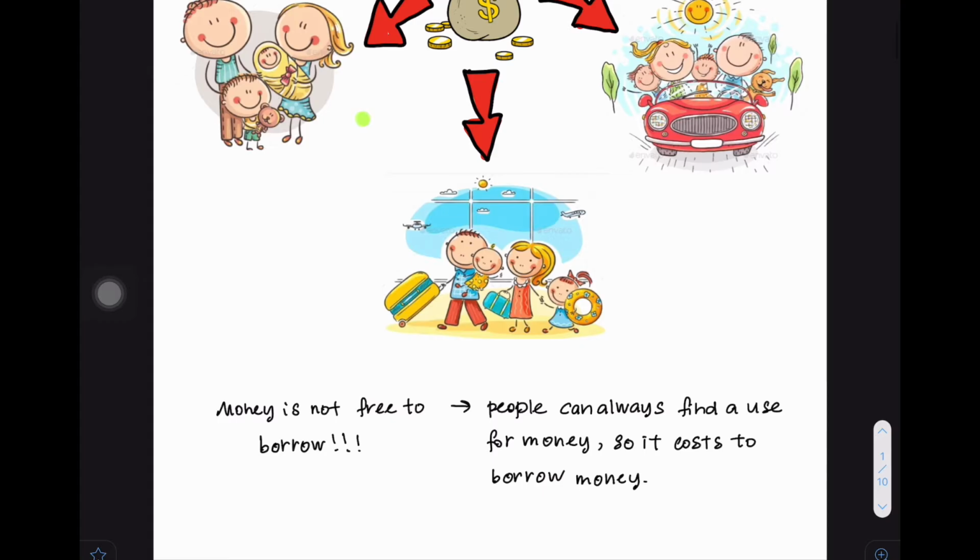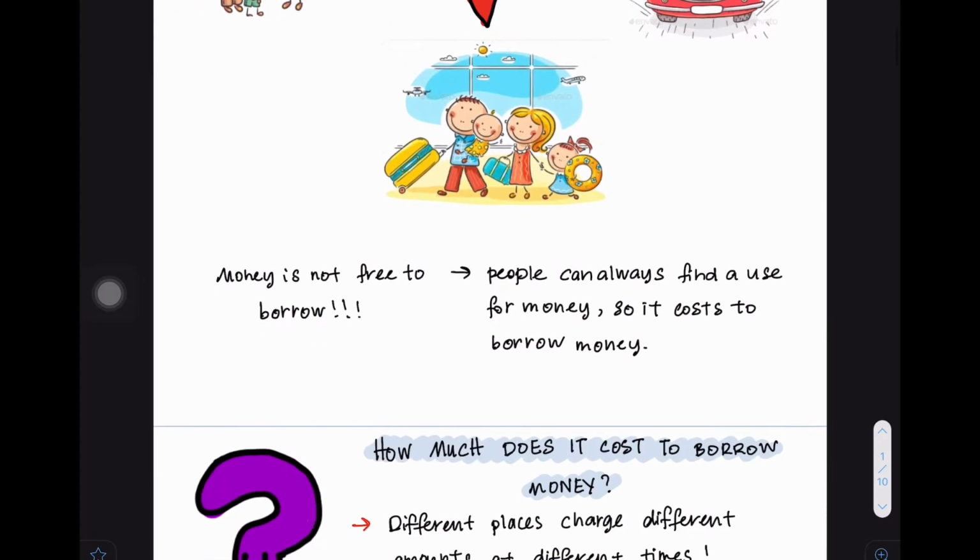So you need to know that money is not free to borrow. Okay, so untuk pinjam duit, kita kena ada cost dia. Dia mesti ada cost untuk kita pinjam duit. Because people can always find a use for money, so it's a cost to borrow money. Maksudnya disebabkan oleh duit ni boleh digunakan untuk pelbagai perkara, so untuk kita meminjam duit, kita kena keluarkan sedikit cost. So cost tu kita panggil dia sebagai interest.